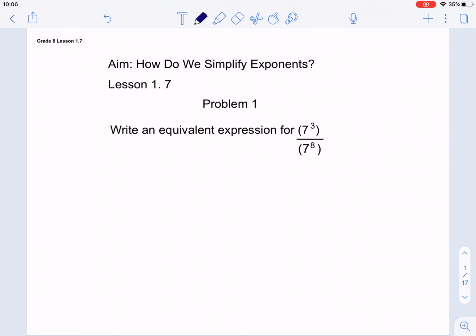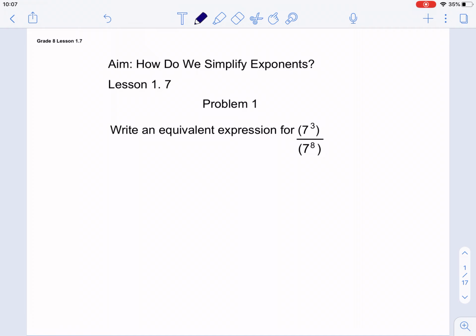Today's lesson is on how do we simplify exponents. Last lesson we learned the beginning of exponents. Now we're going to take our exponent rules and we're going to extend them a little bit farther. We're going to be learning about what to do with negative exponents.